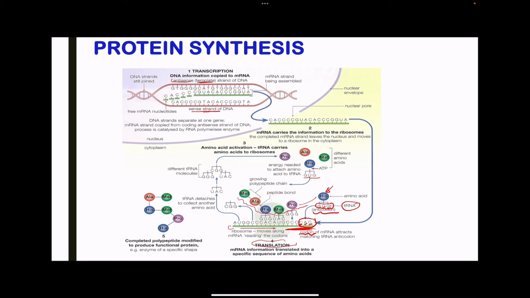Now in the end, that completed polypeptide is going to fold, or be modified, in order to produce a functional protein. In this case, it could form a specific shape. If it is maybe an enzyme, or a specific protein, specific molecules could be added to it. So basically, modification of this protein or polypeptide is going to be carried out in order for it to fulfill its function appropriately.